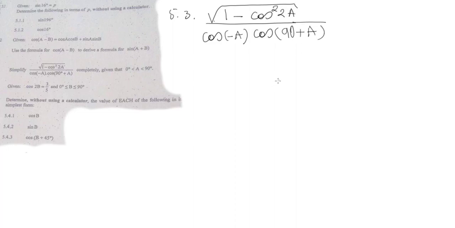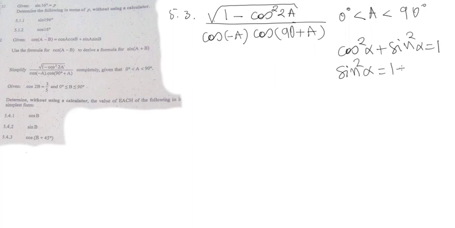Now look at this. It says that the angle A is between 90 degrees to 0 degrees. Now, when you look at 1 minus cos squared, remember the formula I gave you: cos squared alpha plus sin squared alpha equals 1. Meaning that if I have a sin squared alpha, I transpose cos, I will have this. Is that clear?